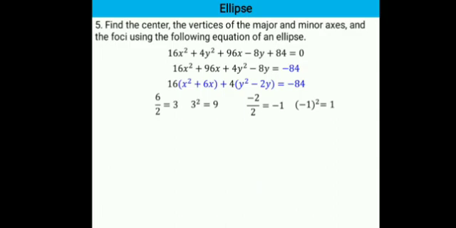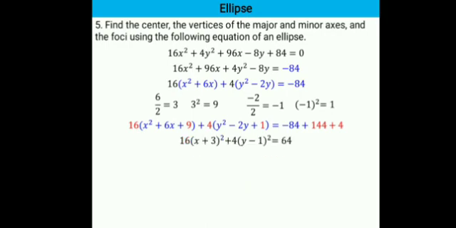So let us continue. So that is now 16 times the quantity x squared plus 6x plus 9, that is now the completing the square, plus 4 times the quantity y squared minus 2y plus 1 is equal to negative 84. We copied that, plus 144. We get 144 by multiplying 16 to 9 because that is under the completing the square, so that is 144 plus 4, that is 4 times 1. So you can immediately see that 1 because that is in the red color.